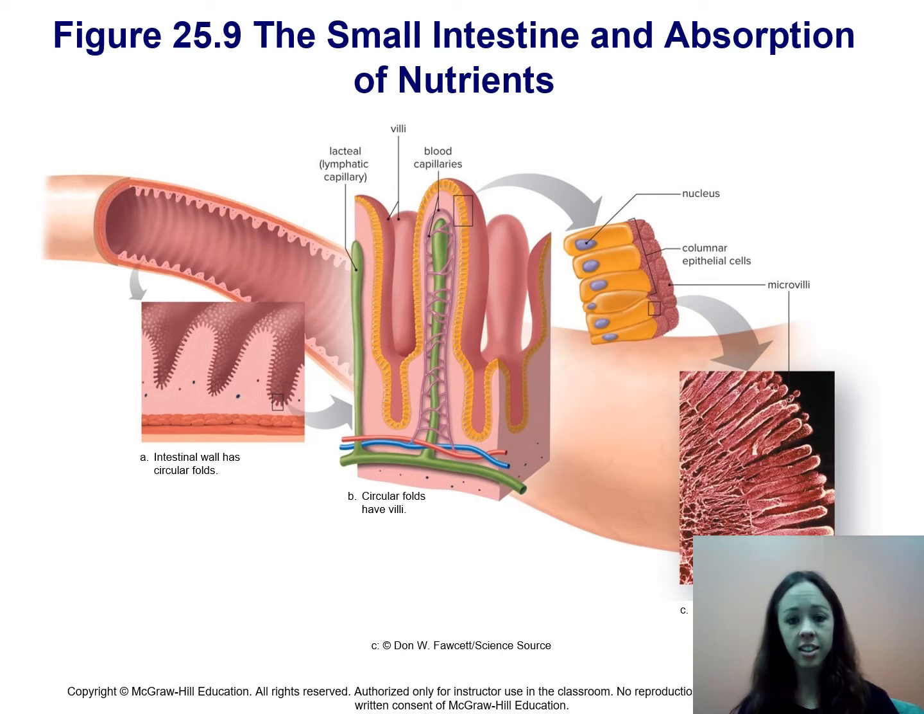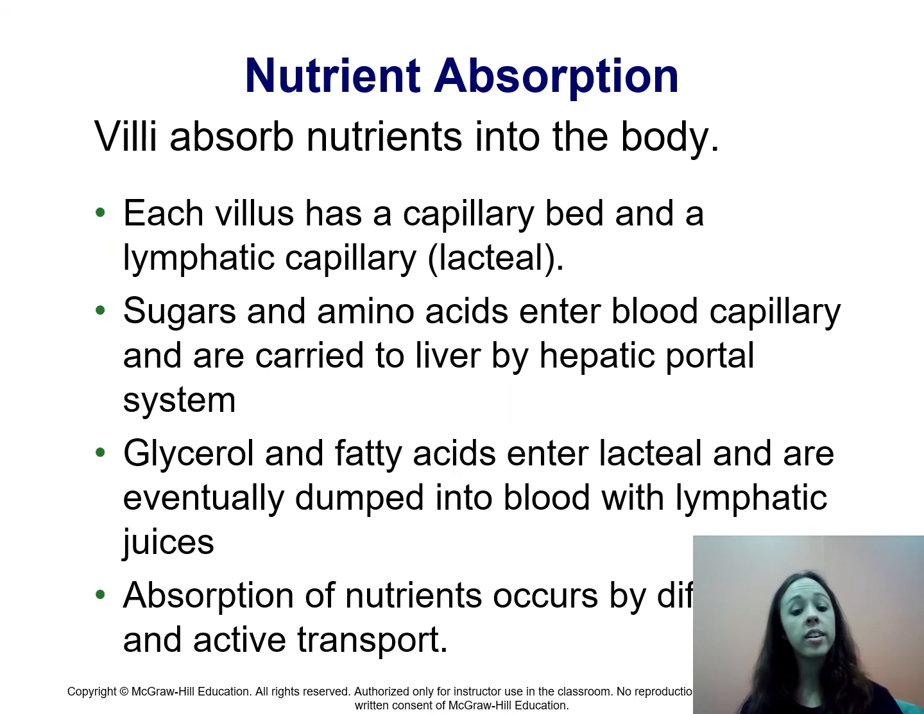Here you can see the internal anatomy of the small intestine. It has a real corrugated appearance because of all of the circular folds. The villi are on these circular folds, and then lining the villi are the microvilli. The role of the villi is to absorb nutrients into the body. Each villus has a capillary bed and a lymphatic capillary called a lacteal.